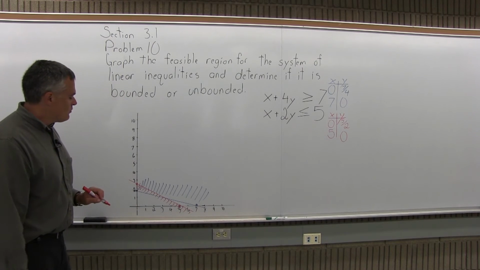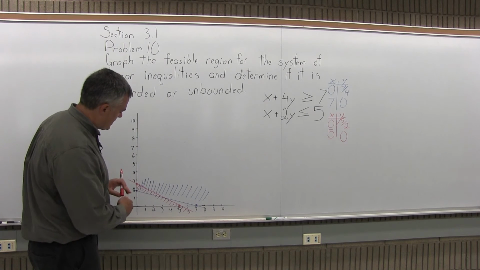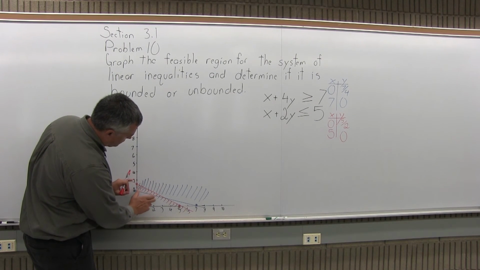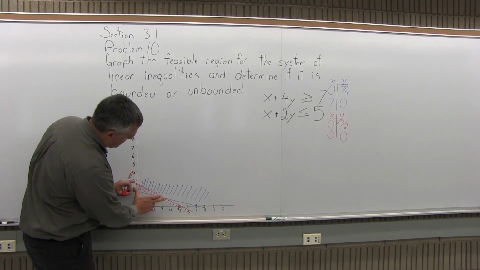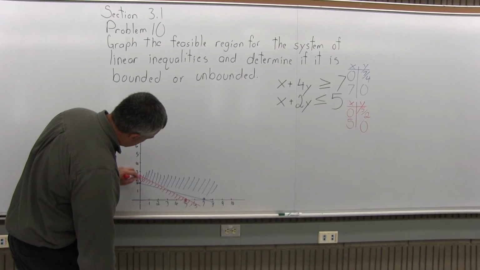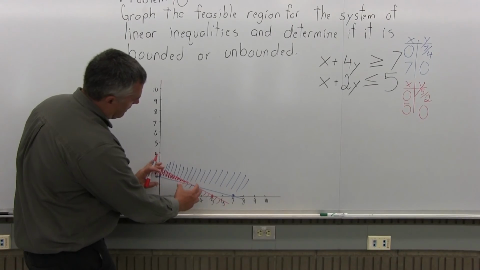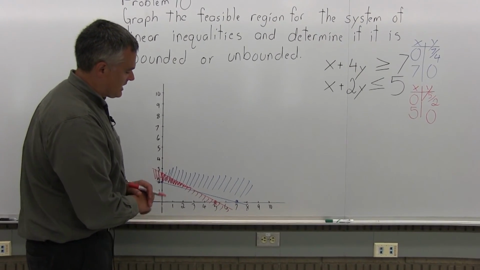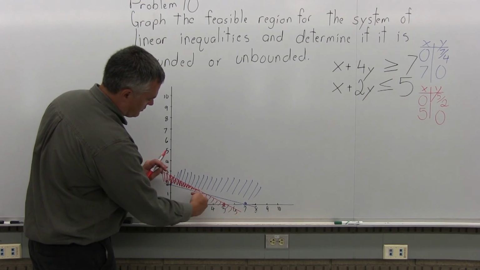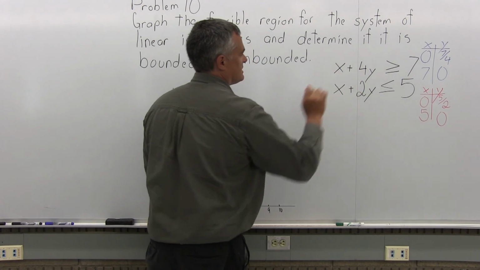Now, the feasible region is the area that satisfies both inequalities at the same time. So the area underneath the red line and above the blue line is this triangle I'm getting right here. So my feasible region is the area trapped between the red line and the blue line to the left of the point where they intersect. So not to the right, to the left of the point where they intersect. Everything trapped in that wedge satisfies both linear inequalities in the system at once.